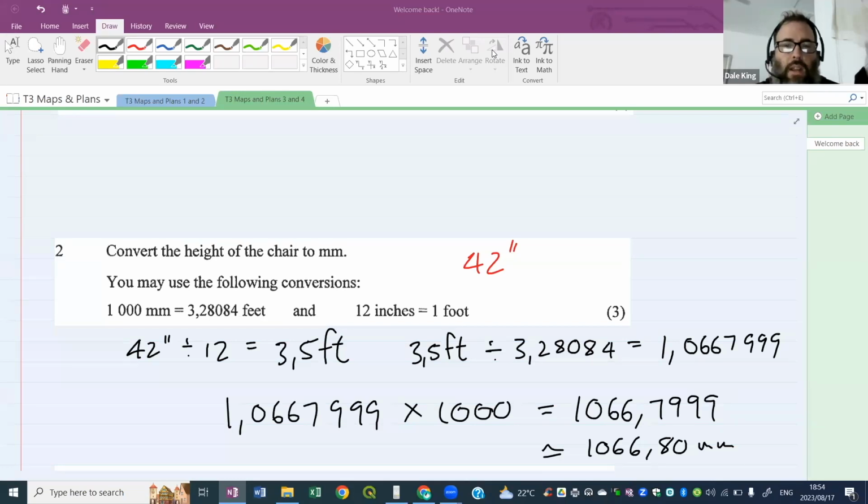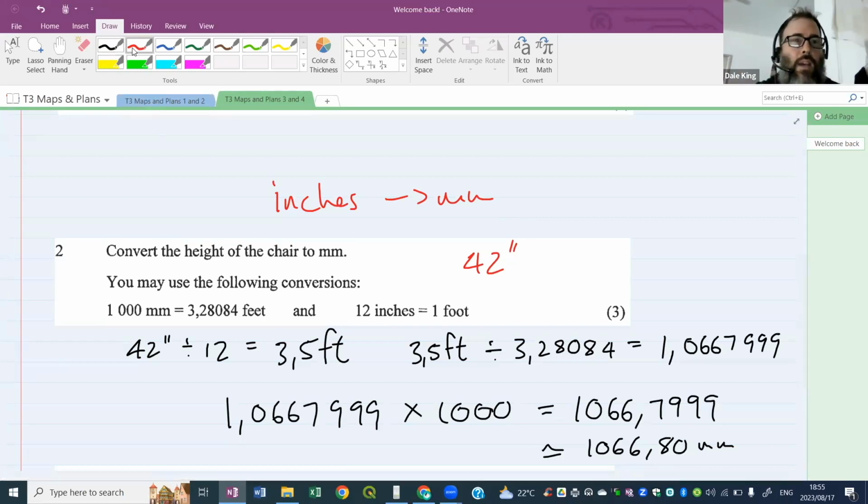So Ben, this question is meant to be a 2-step process. They could have given us one conversion here, which goes from inches to millimeters. They could have given us a conversion for that straight away, which would have been a 2-mark question, right? But they've given us these 2 conversions here that we have to use to get to our answer, which means it's a 2-step process.